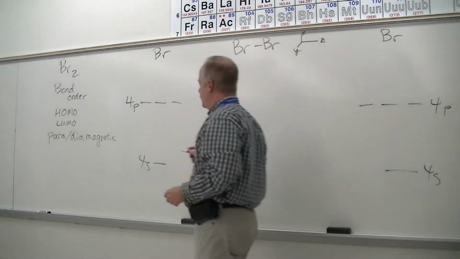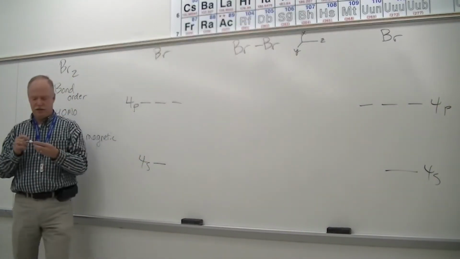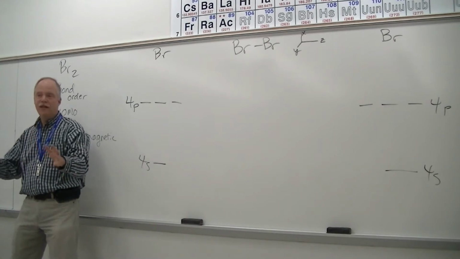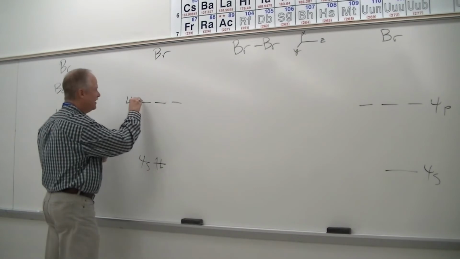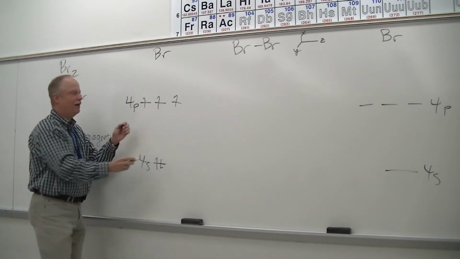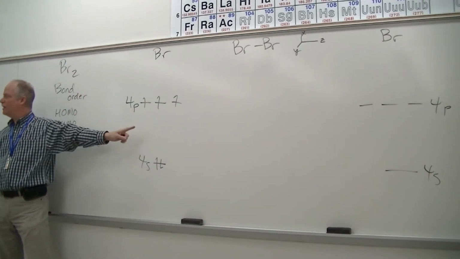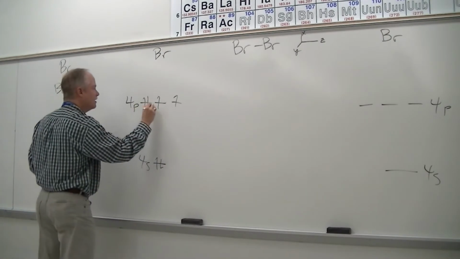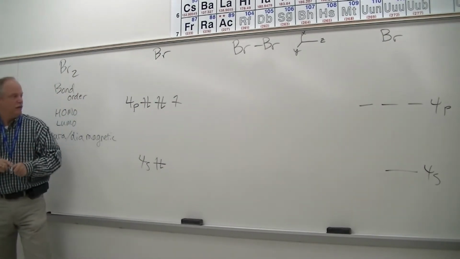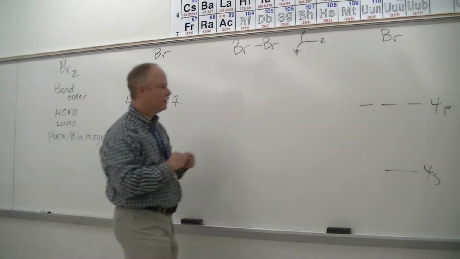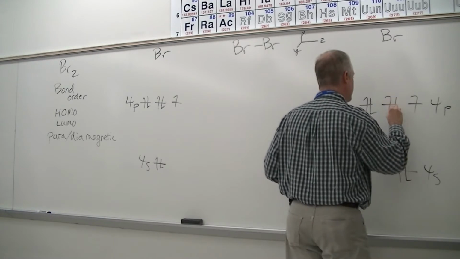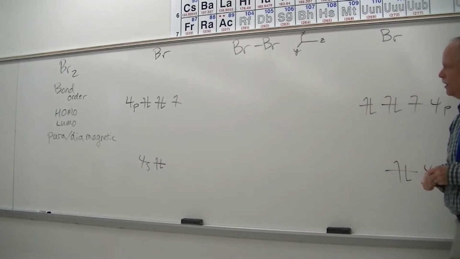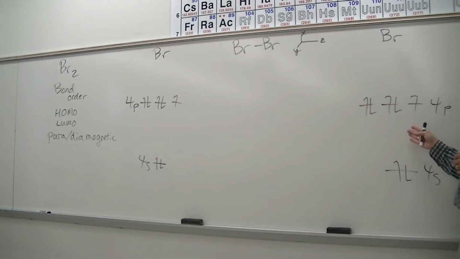Let's fill this quickly with our valence electrons. How many valence electrons does bromine have? 7. Valence electrons. Oh, sorry. 1, 2, 3, 4, 5. Look how I'm filling it. If I had 5, that's where I'd stop. 6, 7. Same on both sides. 1, 2, 3, 4, 5, 6, 7. So these are our atoms. These are the ground state electron configurations for both atoms.